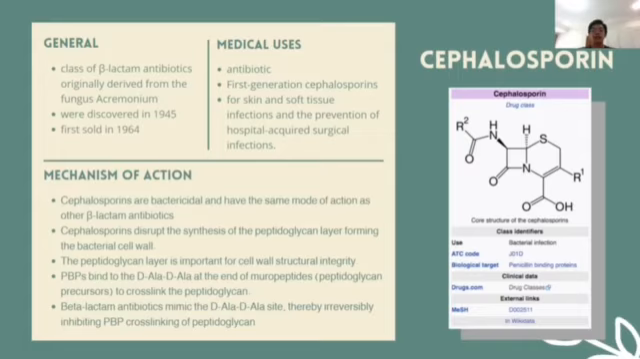The final transpeptidation step in the synthesis of the peptidoglycan is facilitated by penicillin-binding proteins, or PBPs. PBPs bind to the D-Ala-D-Ala at the end of the peptidoglycan precursor to cross-link the peptidoglycan. Now, beta-lactam antibiotics, such as cephalosporins, work by mimicking the D-Ala-D-Ala site, thereby irreversibly inhibiting PBP cross-linking of peptidoglycan and compromising the cell wall's structural integrity.